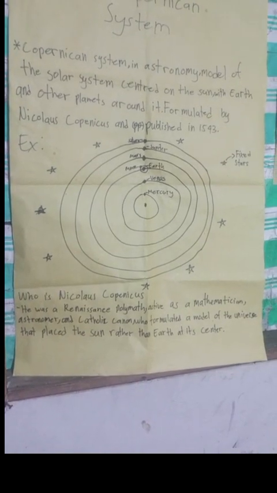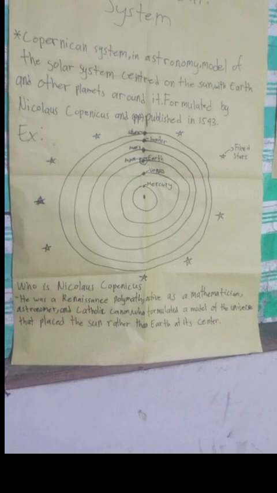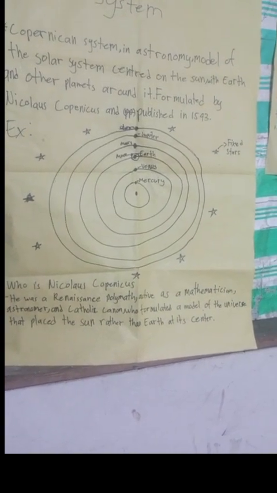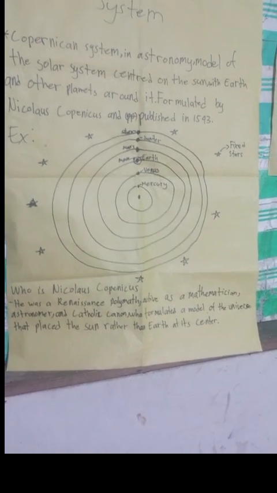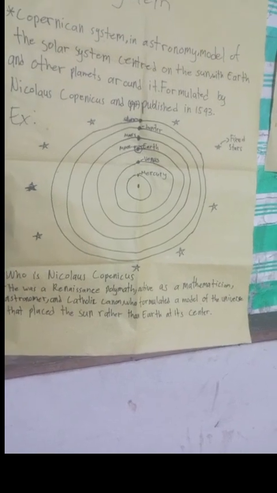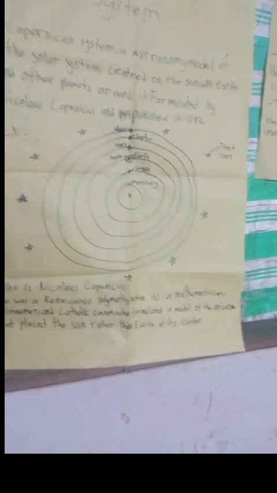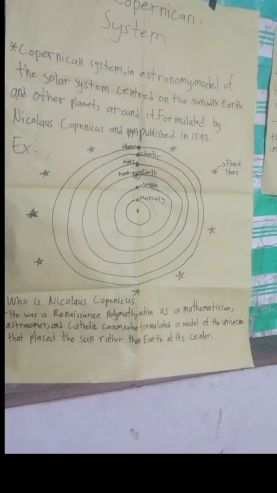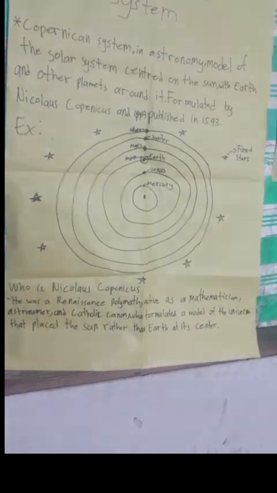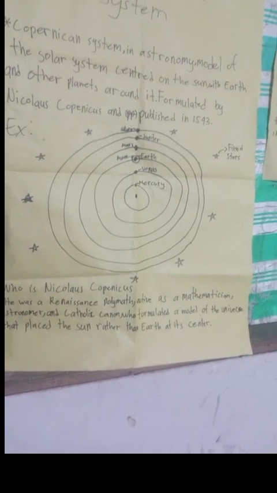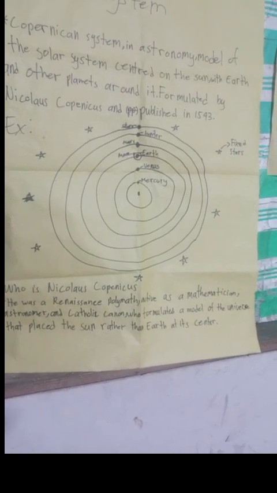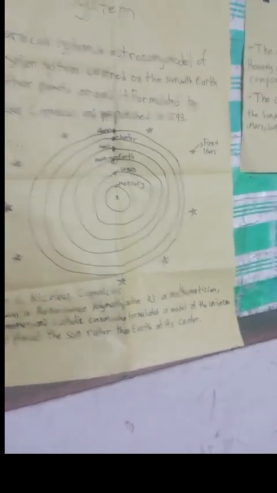The Copernican system in astronomy is a model of the solar system centered on the Sun, with the Earth and other planets around it, formulated by Nicolaus Copernicus and published in 1543. If anyone doesn't know what the term astronomy means, those are people who directly gaze at the stars. They look for guidance and a path to lead the way, or want to be fated to their directions and way of life, something like that.